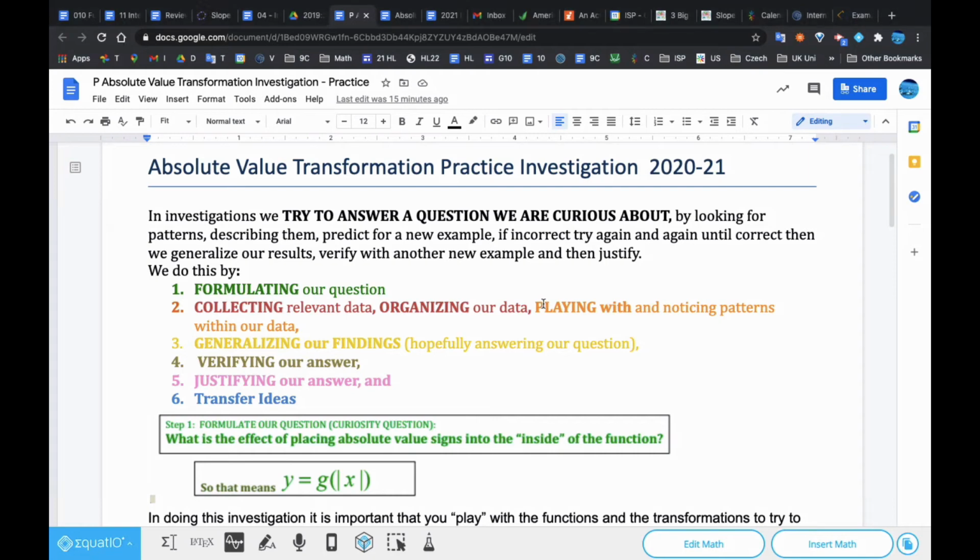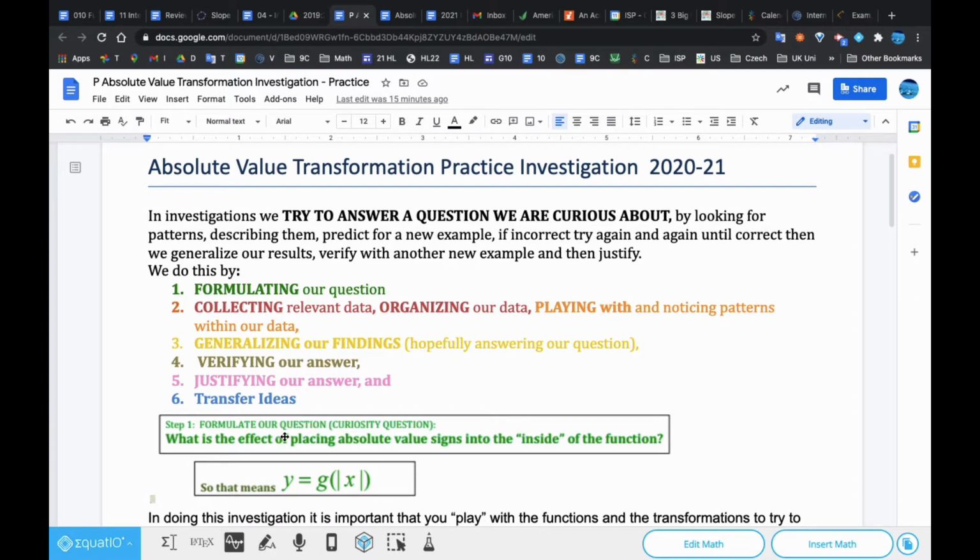Okay, so we're going to be working on a practice investigation, which gets us ready for the full one. For this particular investigation, we go through the inquiry cycle, which is formulating our question, which I'll be giving to you, collecting and organizing our data, playing with the patterns, trying to find what the patterns are, generalizing your findings, verifying your answers, and then justifying our answers and transferring the ideas to new situations.